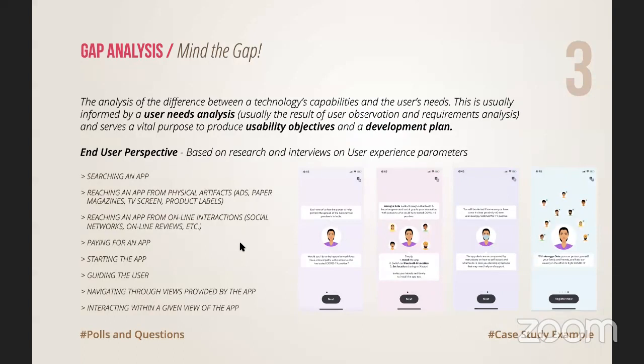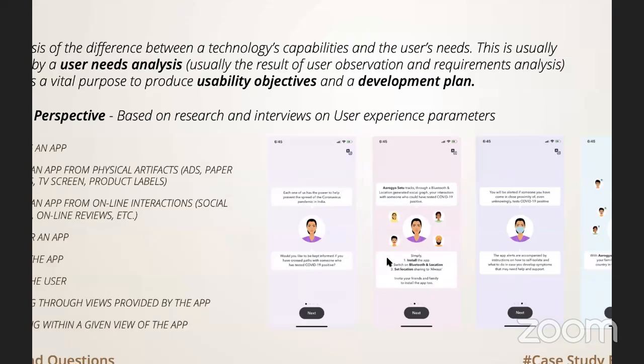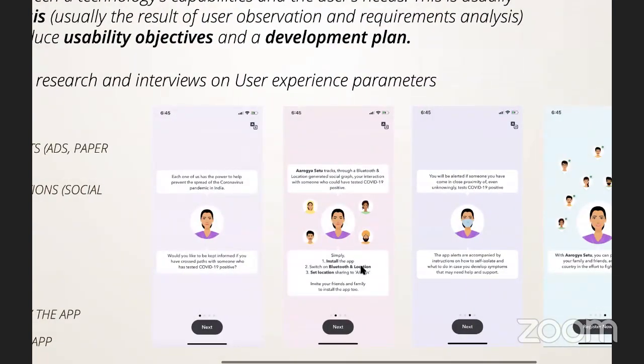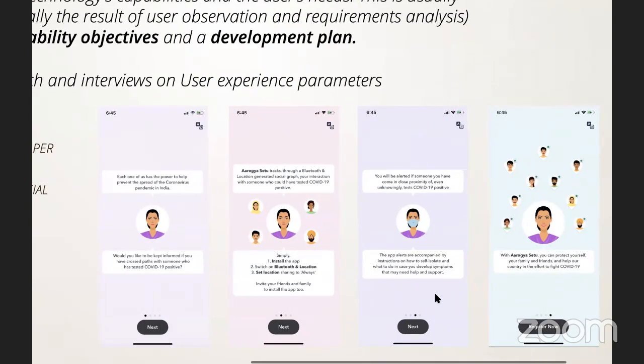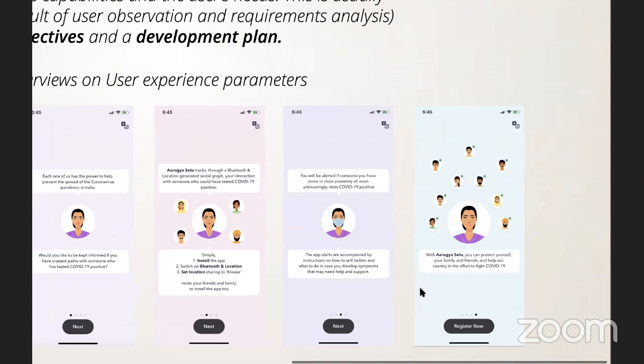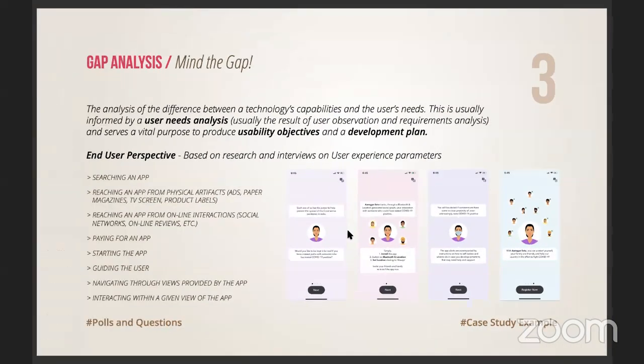This is a good feature because it lets the user know to start with that these are the things you need to take into account. You need to install the app, you need to switch on the Bluetooth and location, you need to set the location to always. So these are the requirements for the app to work, and informing the user of all these requirements beforehand would ensure a smooth journey through the product and reduce the gap to the minimum.